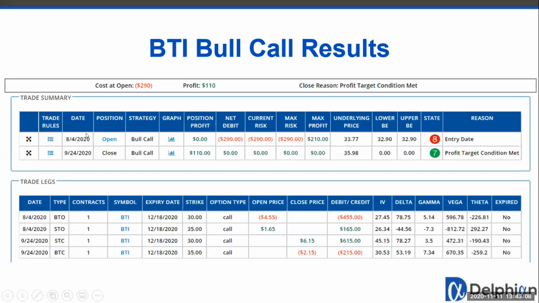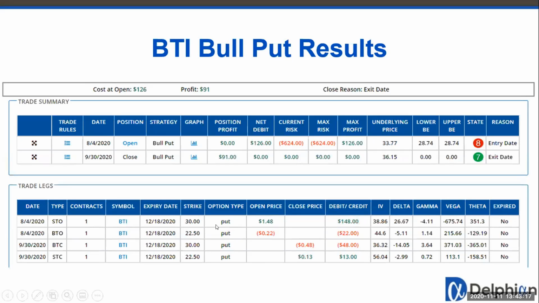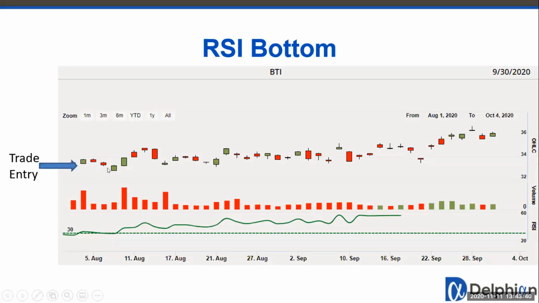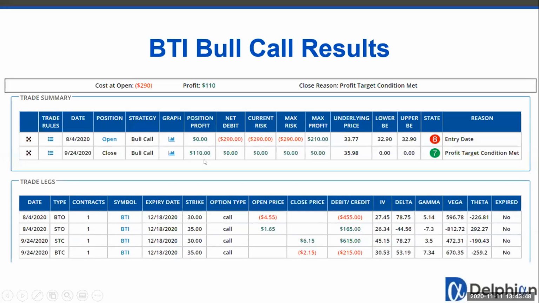So here are our results. Our trade entry on 8-4, and it breaks it down by legs down here. We bought the 30 call for $455, and we sold the 35 for $165. It took us a month and a half-ish to get our 25% profit on this, and it was never really in danger. It may have dropped a little here, but never made any big move down towards that 30.